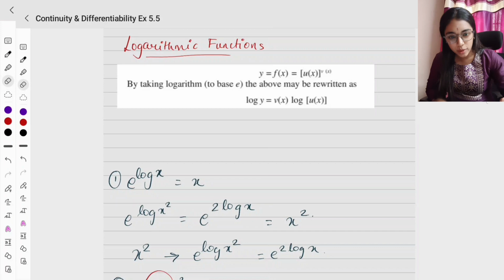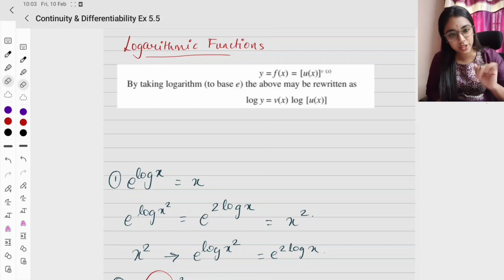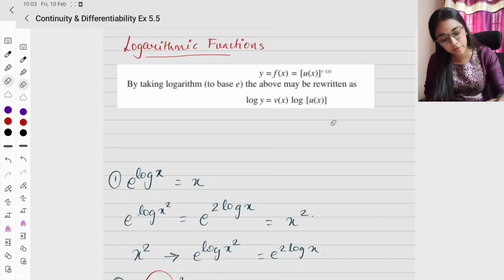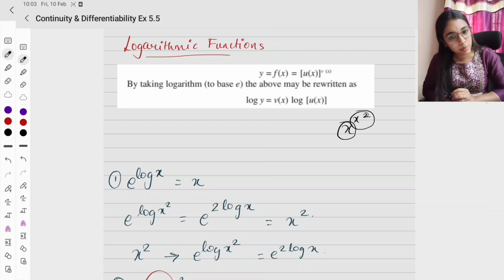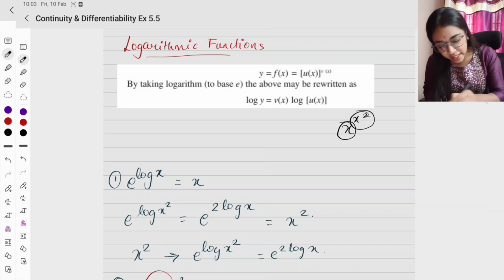Moving on to the next topic, logarithmic functions. So, this is the first basic. When you have a function y is equal to f of x, which is some function to the power of some other function, for example, something like x to the power of x square. If this is one f of x, this is another function. Correct? It is a function of x. So, when you have such a term, how can you rewrite this?